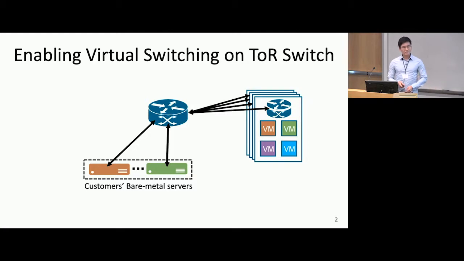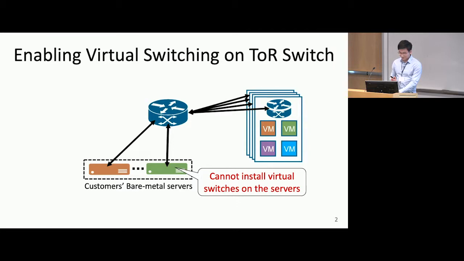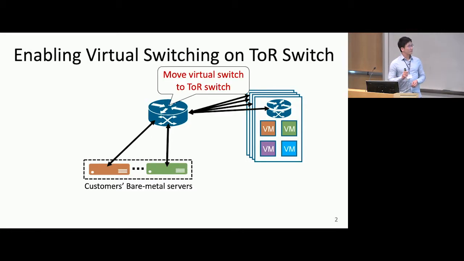You know that network virtualization has been relying on software switches running on the hypervisor, and such hypervisor switches have used an enormous amount of DRAM on the servers. However, in bare metal service, you cannot trust the bare metal server, so you cannot install any virtual switches on the servers. So the only available solution is to move virtual switch functionality to the top-of-rack switch.